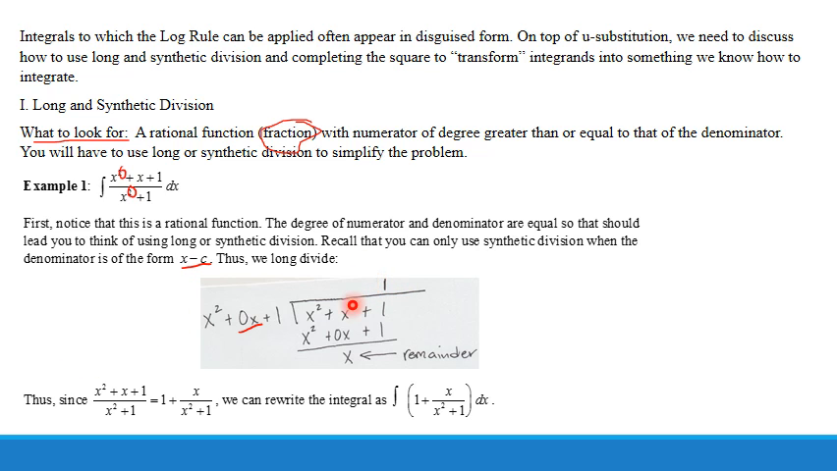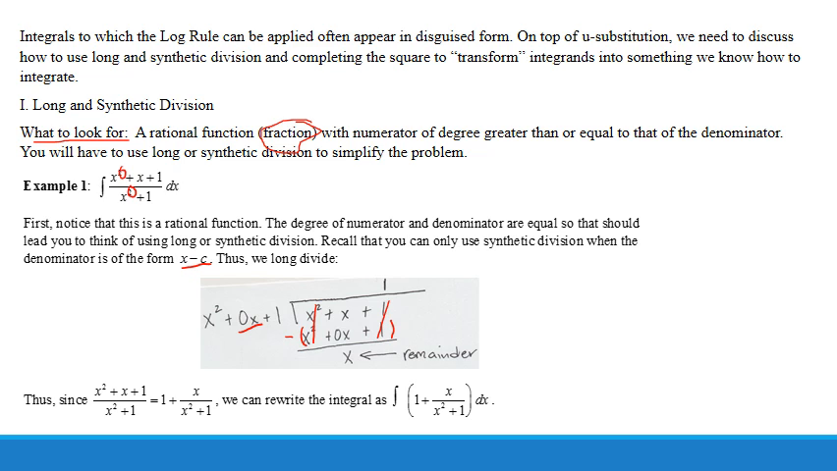So what I do is I take x squared and divide by x squared. That gives me 1, so I put 1 up here at the top. After I divide, I multiply. So 1 times x squared plus 0x plus 1 gives me this line. And then I subtract, so I'm subtracting this entire thing. When that happens, the x squareds cancel. I get x minus 0x, which is x, and then 1 minus 1 also cancels out. That gives me x as my remainder.